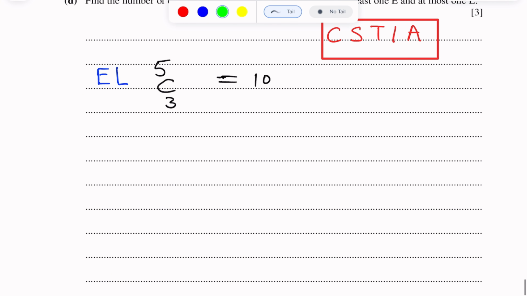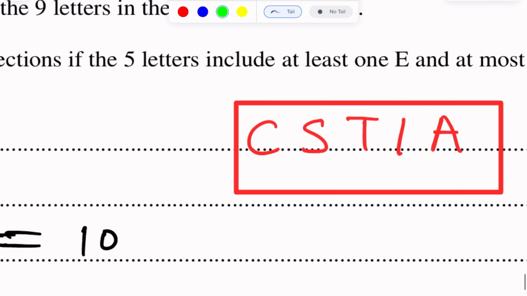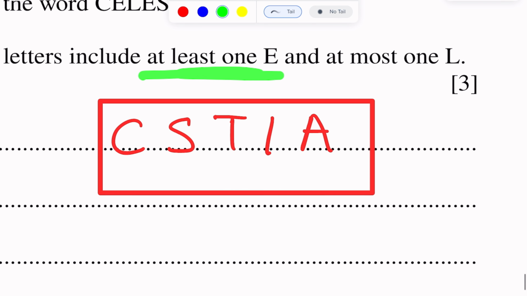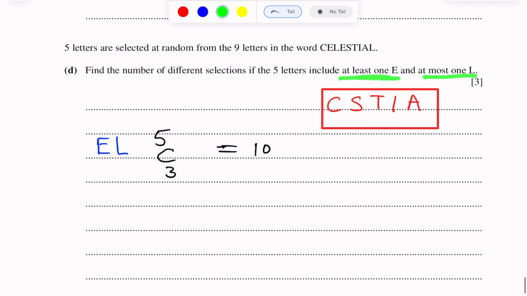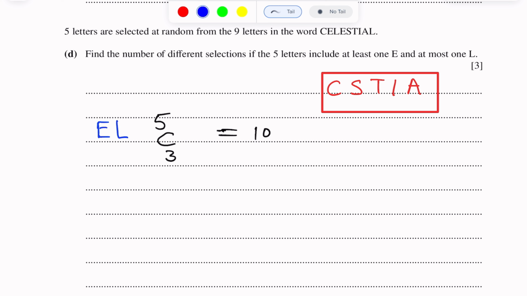Next option, now we are taking two E's and one L. This option follows both restrictions: at least one E, at most one L. 3 letters we have selected, but total letters we have to select is 5. So the remaining 2 letters we will select from C, S, T, I, A. So we write 5C2, which is again 10.